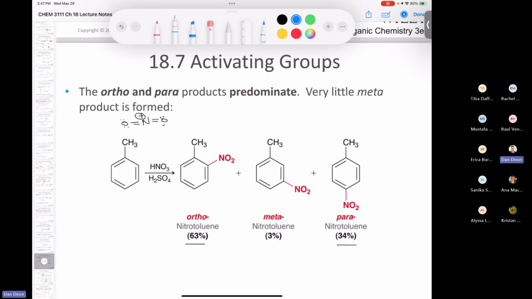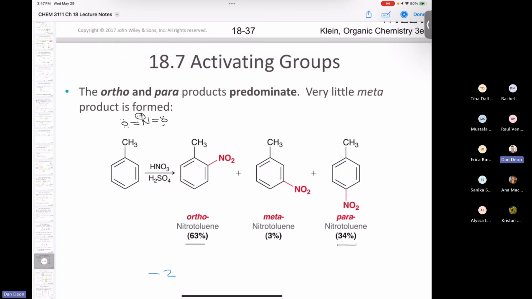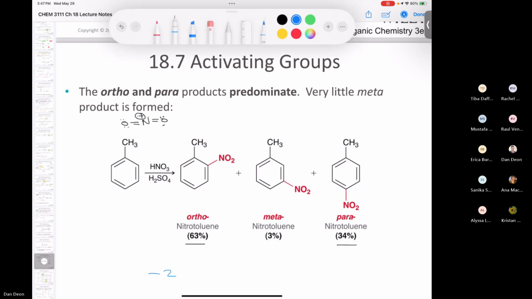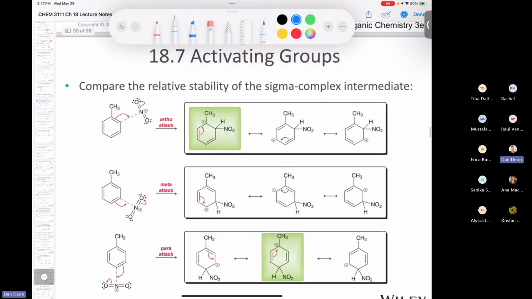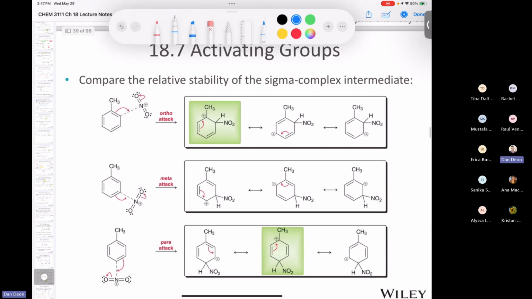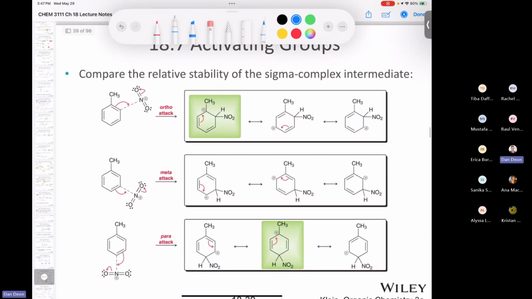So I'm just going to scribble that out here. So I'm going to put 25 times faster than benzene. So this is a very, very fast reaction. Well, why would that be? Okay, well, first of all, let's take a look at the regioselectivity.